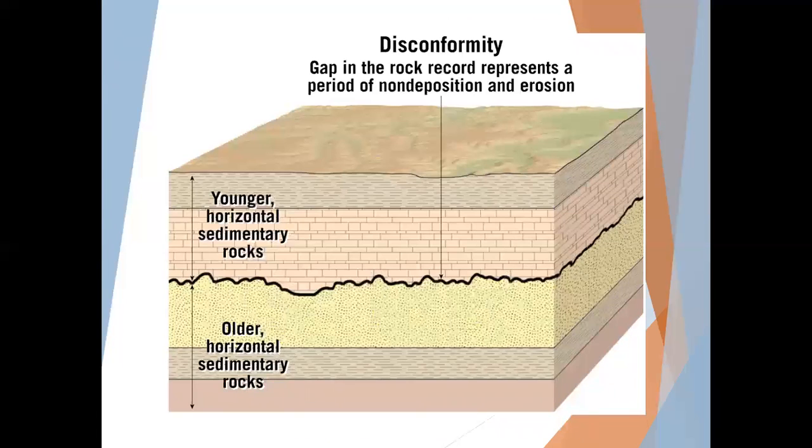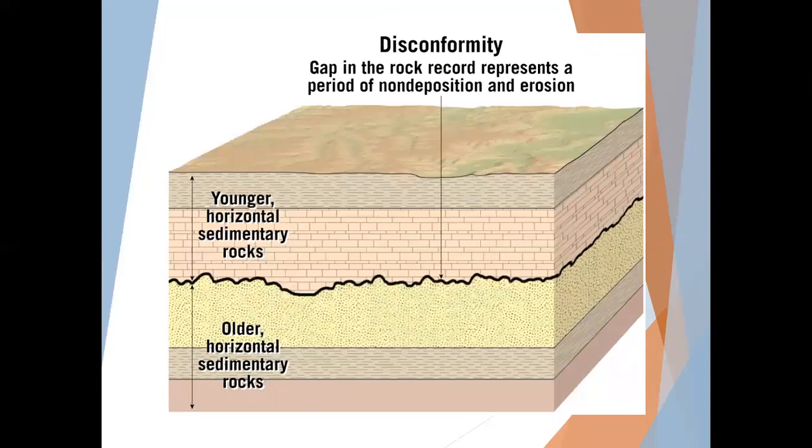This is looking at a disconformity. So a disconformity is going to be a gap in the record. This is a time period where there's been erosion, no deposition, and maybe some other things have happened. These can be really difficult to identify because at first it may just look like, well, there was a little bit of erosion and then this layer happened. But it's not that there was a little bit of erosion. There could have been a lot of erosion.